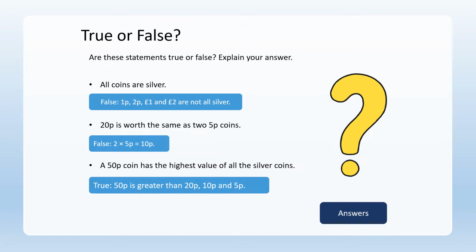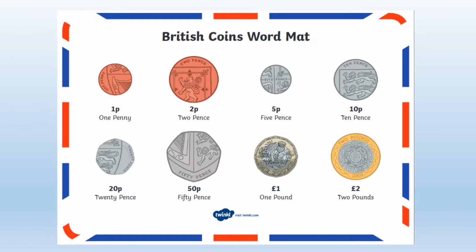Let's have a look. Number one is false because 1p, 2p, £1 and £2 are not silver. The second one is also false because two 5p's is the same as 10p and not 20p, and the third one is true because the 50p is the highest value of the silver coins.